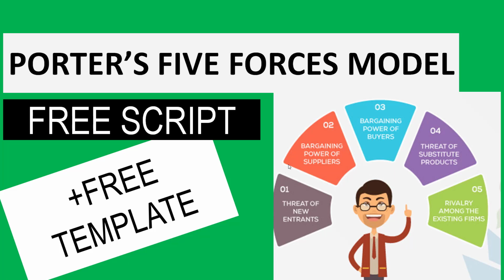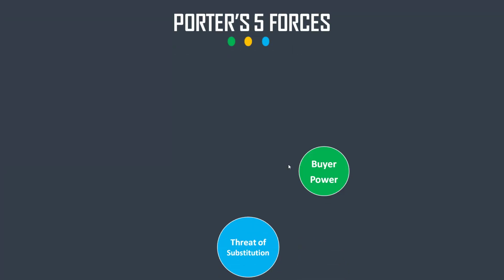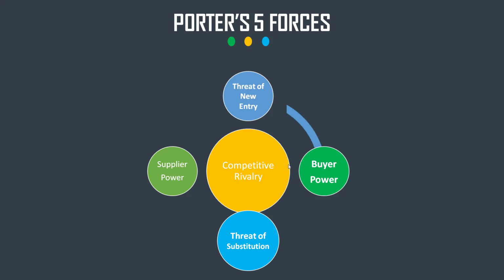So let's get started. Porter's 5 forces framework is a method for analyzing competition of a business. It draws from industrial organization economics to derive 5 forces that determine the competitive intensity and therefore the attractiveness of an industry in terms of profitability. Porter's 5 forces are competitive rivalry, supplier power, buyer power, threat of substitution, and threat of new entry. Now we look at how they can impact companies' long-term profitability.